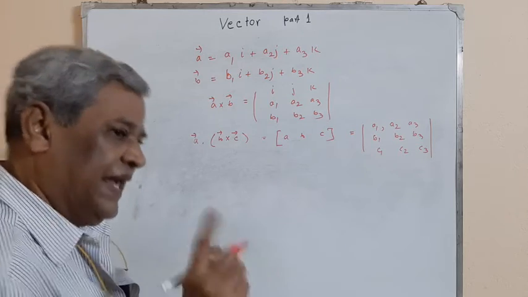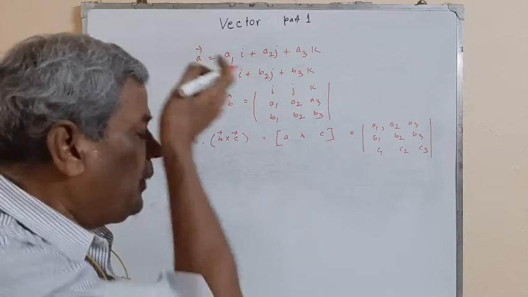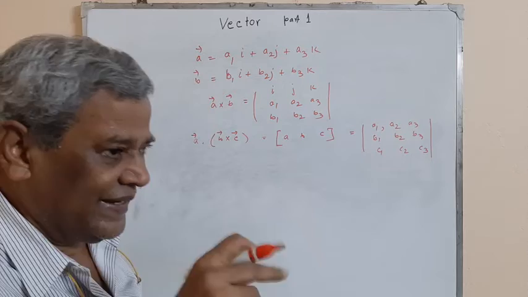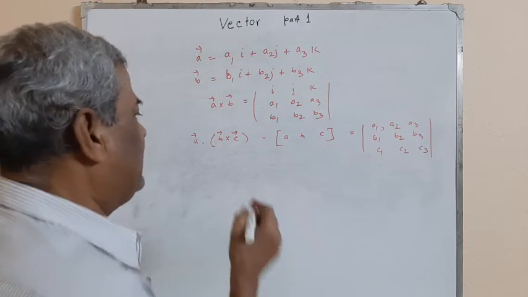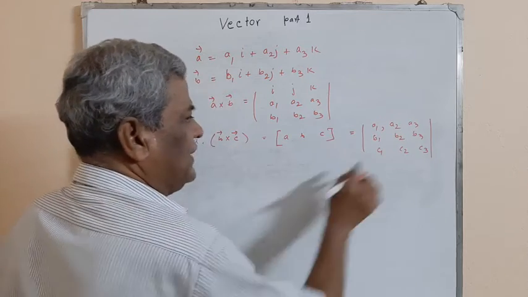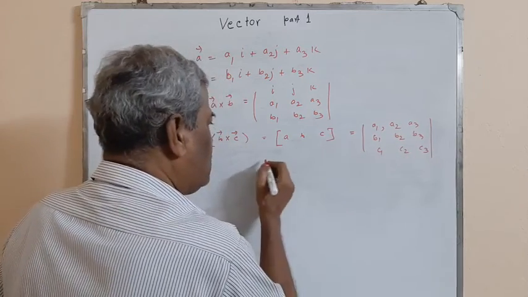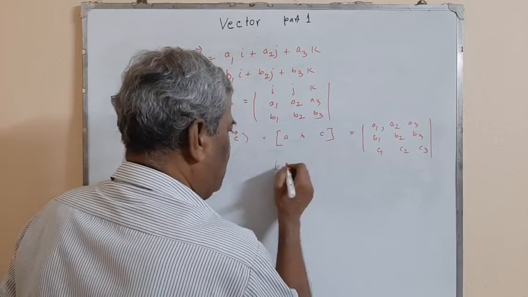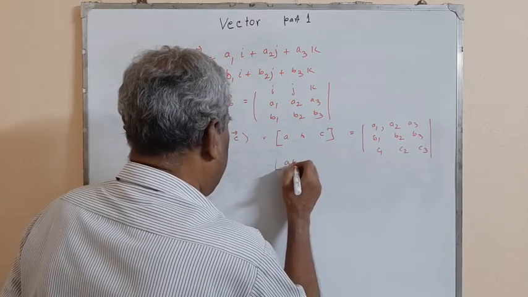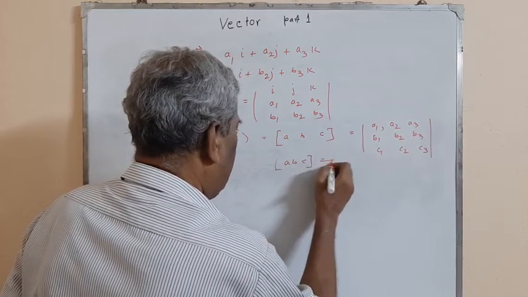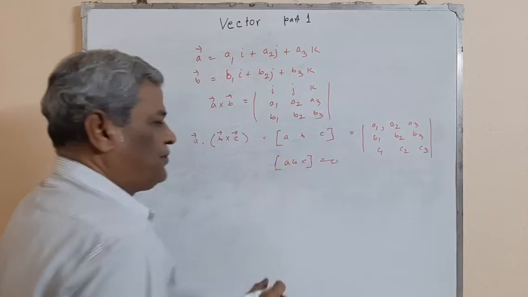Three vectors A, B and C will be coplanar, that is lying in the same plane, provided A dot B cross C is equal to 0. That is, if A, B, C is equal to 0.